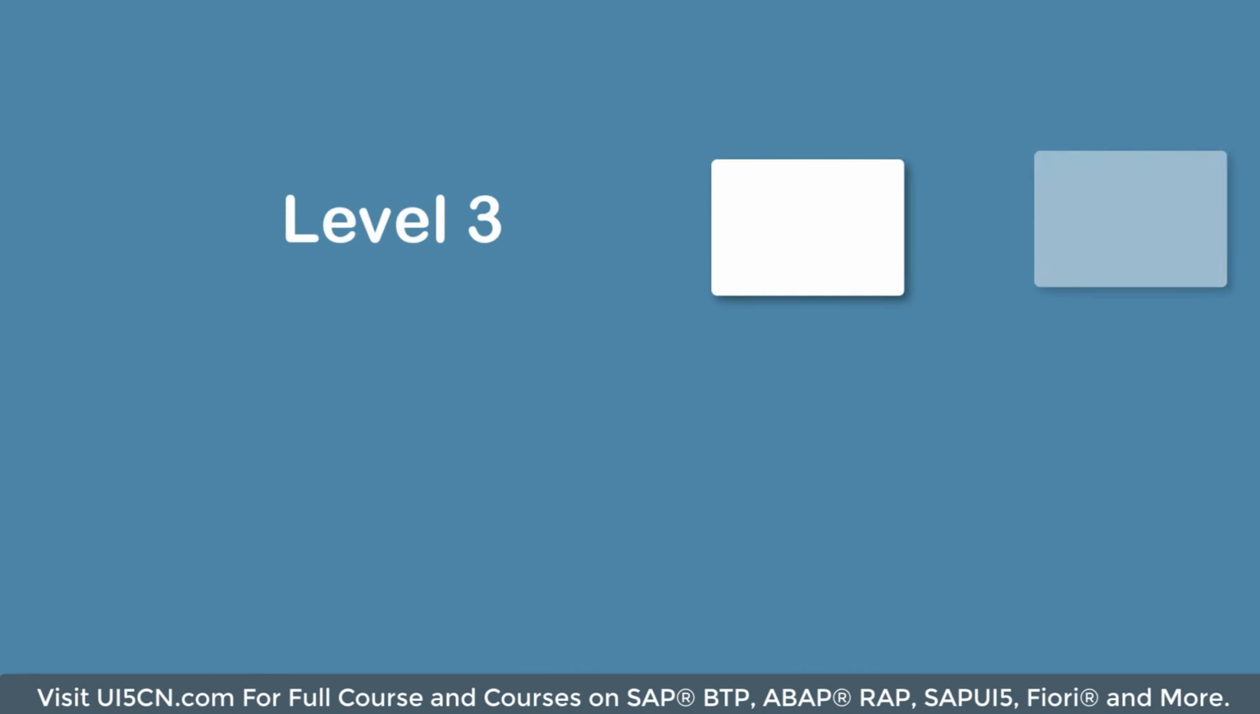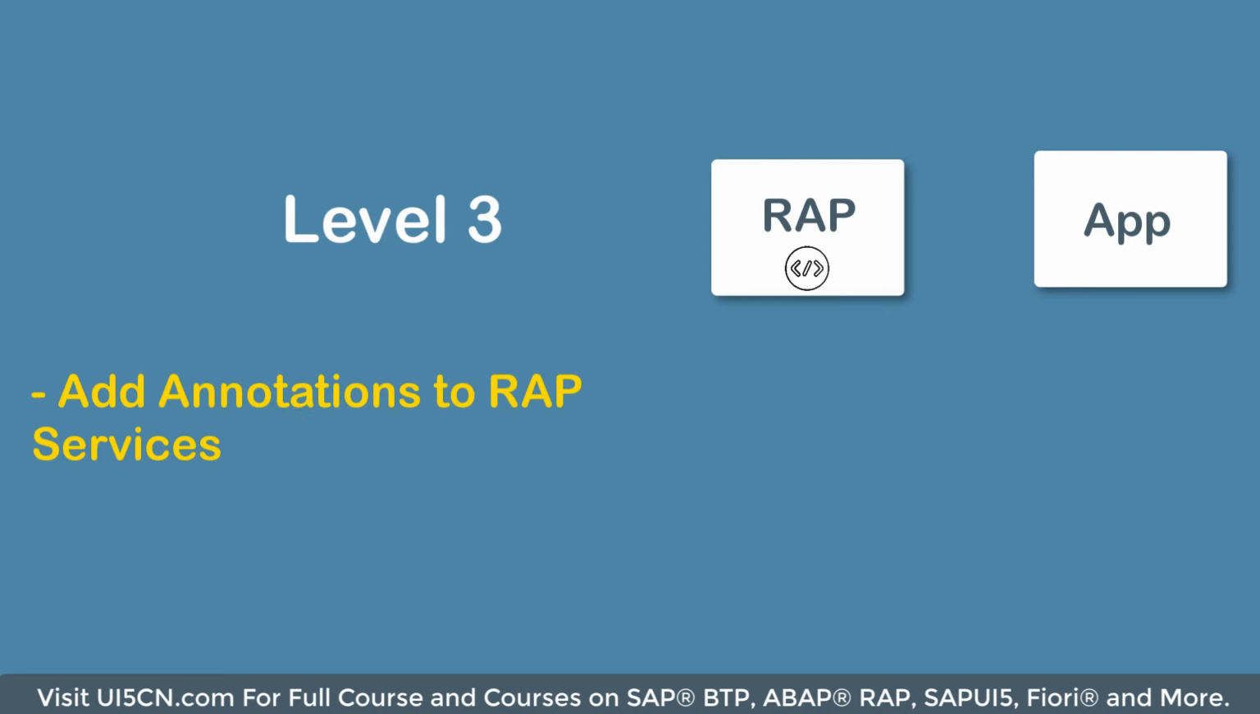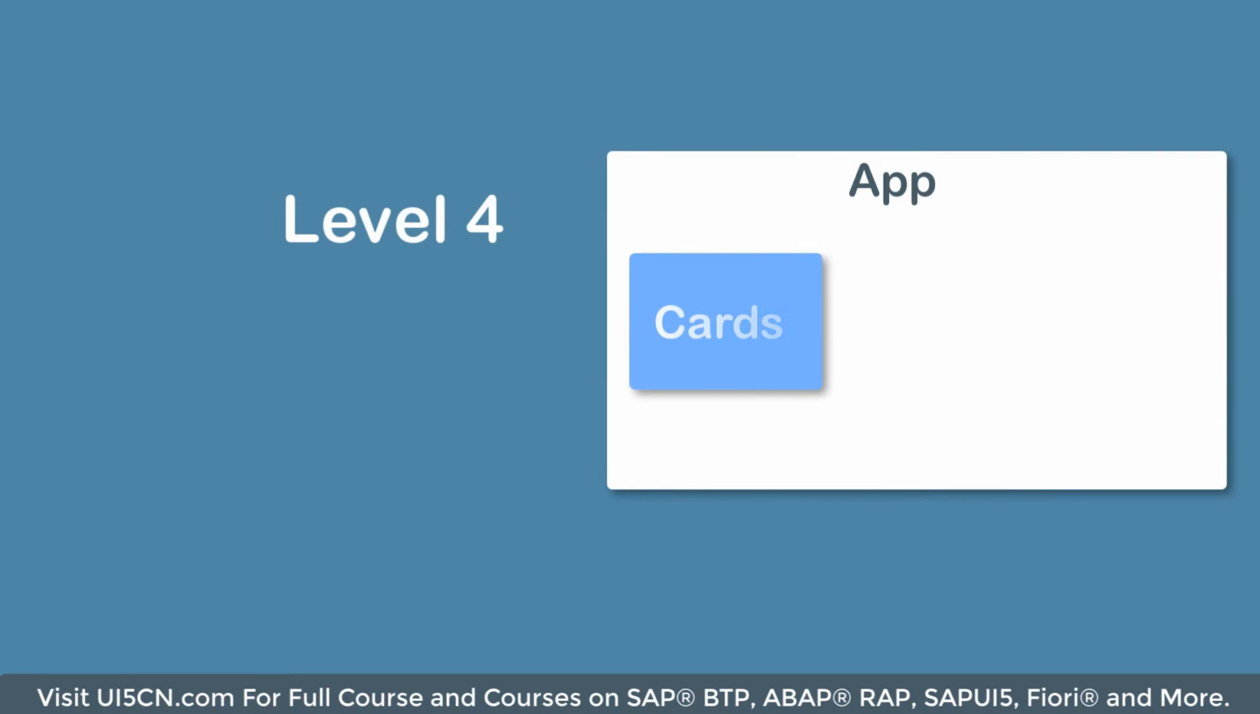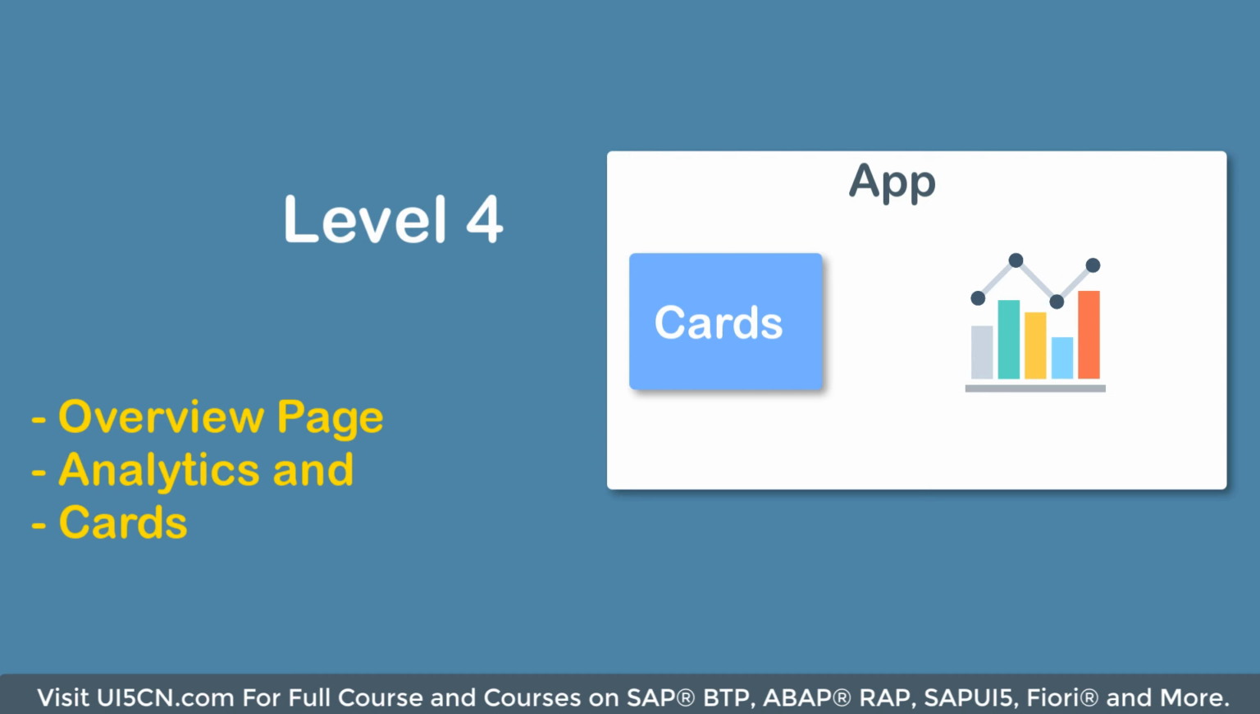Then we will go to level 3, where our focus will be on the SAP ABAP RESTful application, and we will add annotations to our RESTful OData services and see how in an SAP Fiori Elements app these annotations can be used. Then in level 4, we will see how you can use overview page Fiori Elements and how to show data in analytics using Fiori Elements.